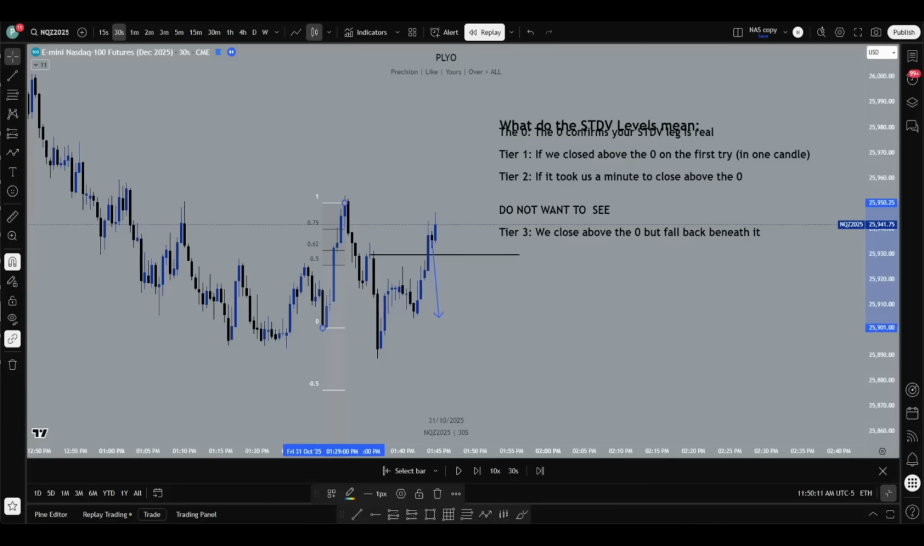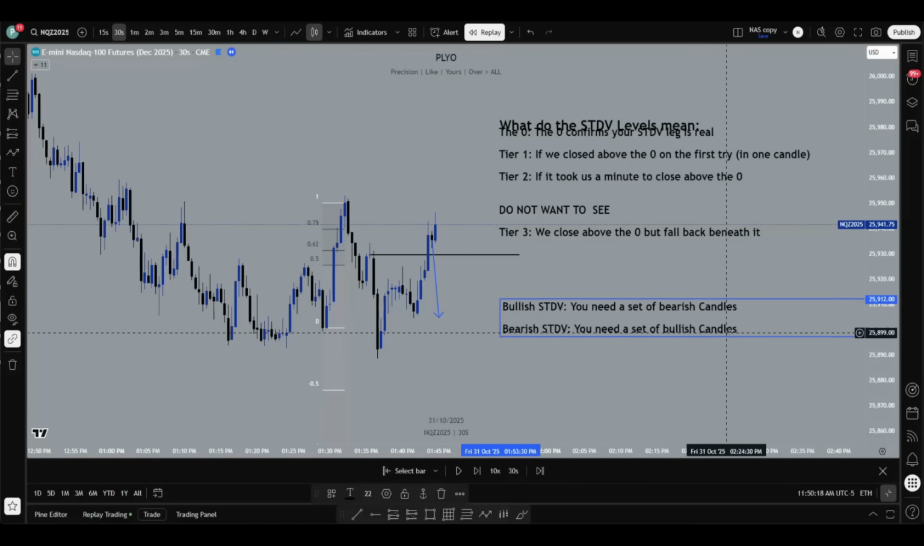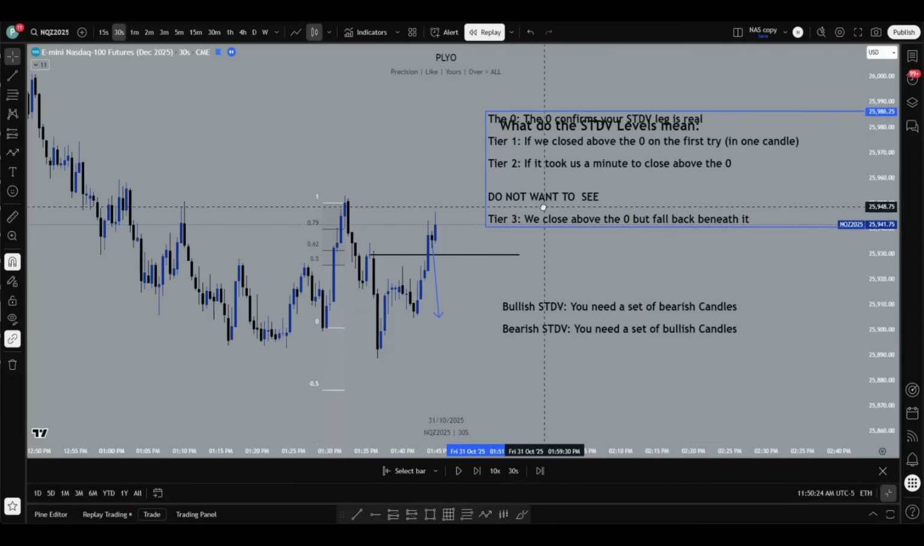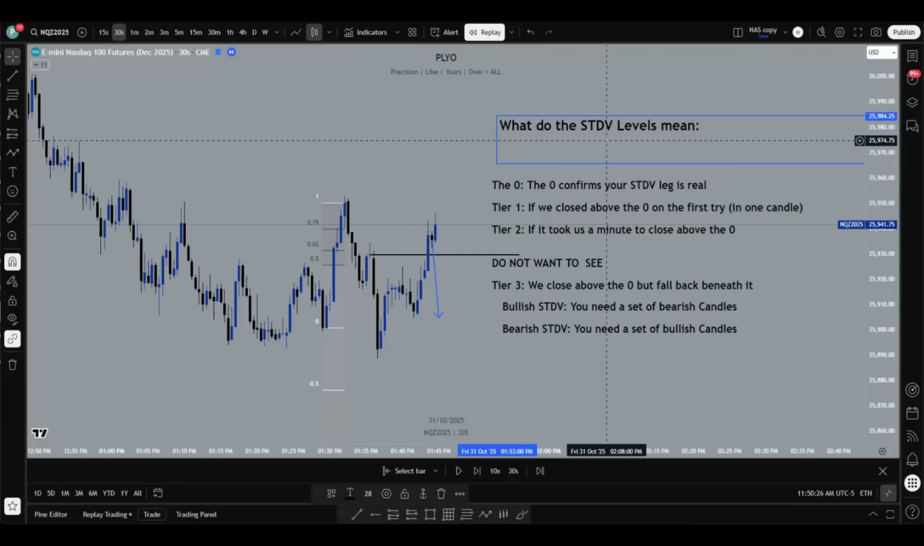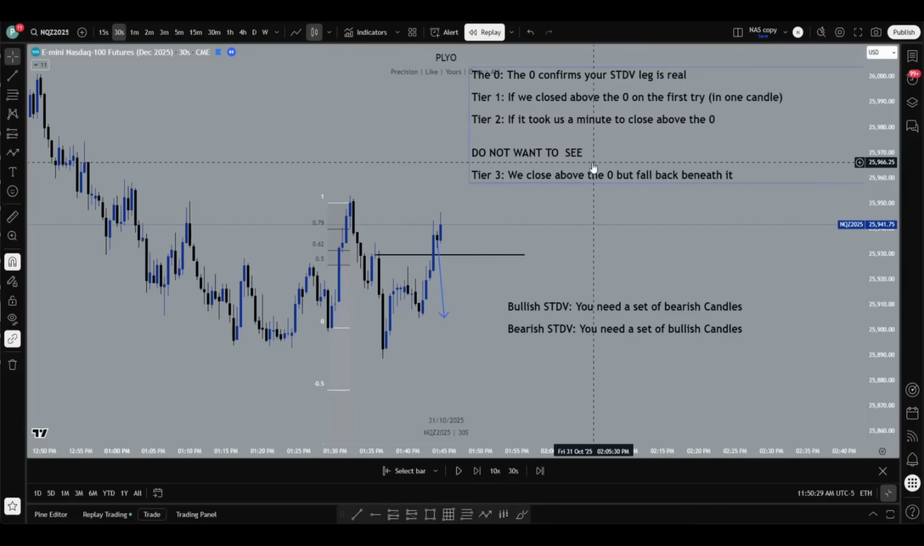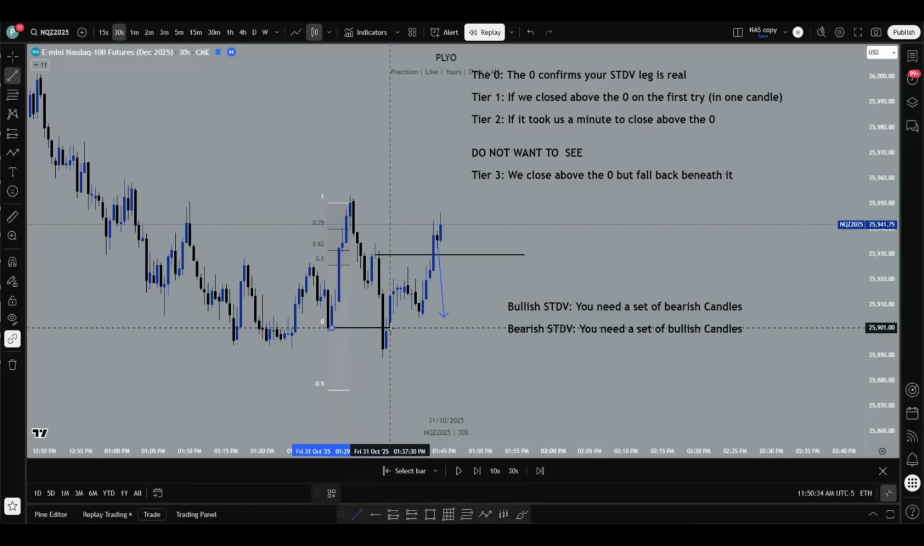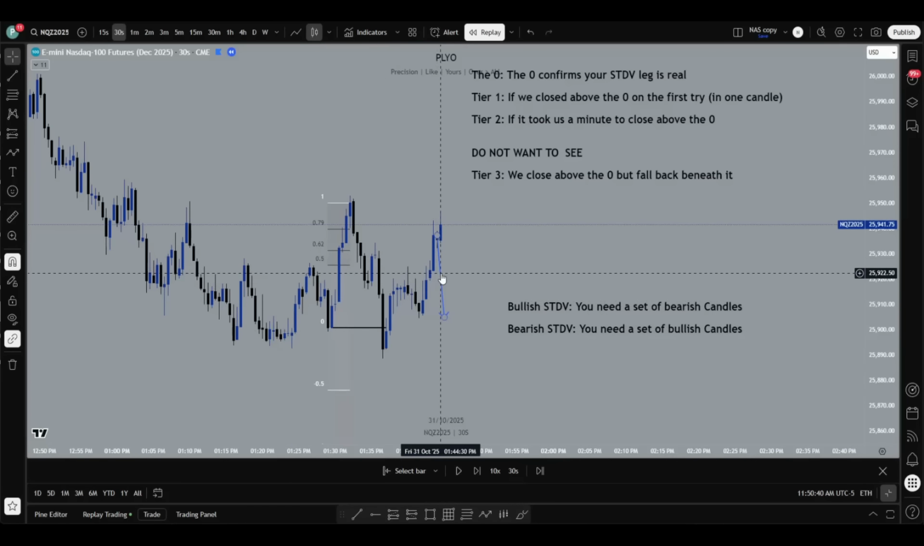Remember, for a bearish standard deviation, all you need is a set of bullish candles, which is what we have here, followed by bearish candles. Now, think back to tier 3. What you do not want to see is us close beneath the 0, but fall back above it, because we're looking at a bearish example. You can see we close beneath the 0 here, but then the very next candles are bullish back to the upside. What does that mean? It means that this is probably going to be a fake manipulation leg. Okay, you want to see us close beyond the 0 and stay there.